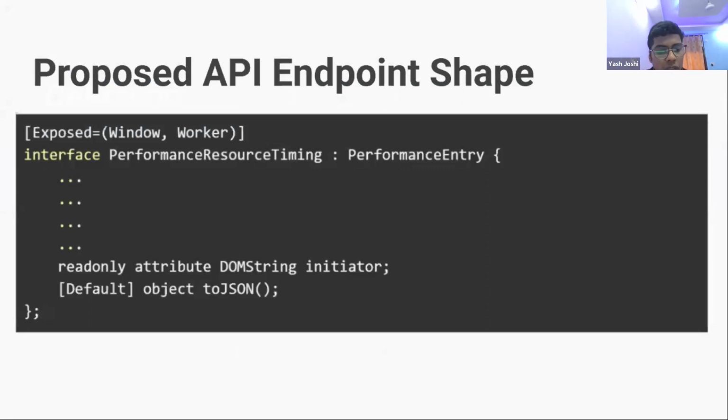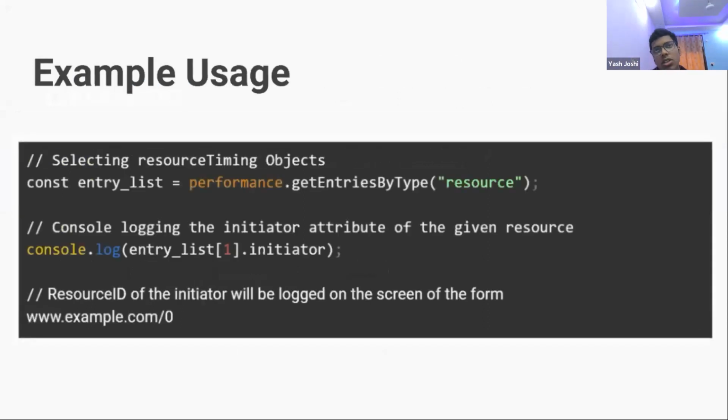This initiator can be a simple read-only attribute of type DOMString, an addition to the already existing performance resource timing entry. Regarding the usage, it will be very similar to how we utilize the other members such as content type or name. On your screen, you can see I have shown a very basic example where I am just collecting the resource timing entries and then logging the initiator for one of those entries. Very simple. The log will be in the form of the resource ID, which will be www.example.com/start time. The start time I am taking here as 0. We will be discussing where this 0 may come from.